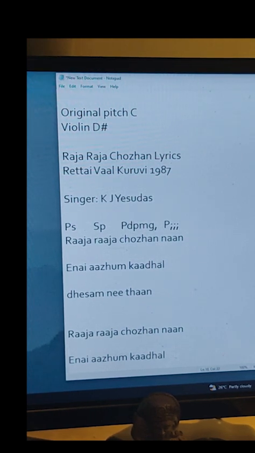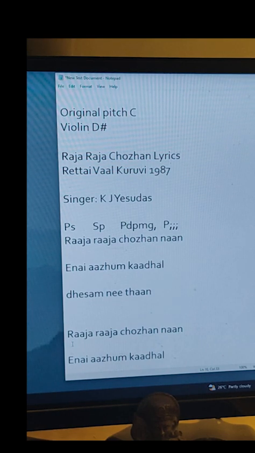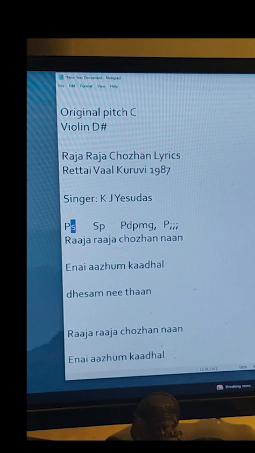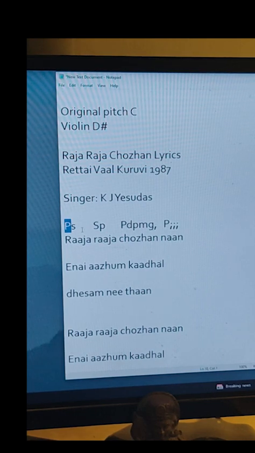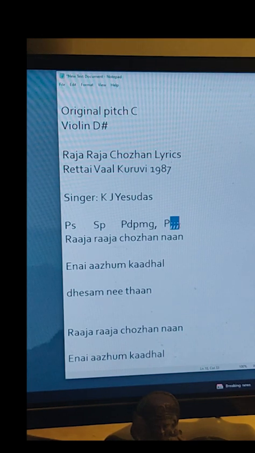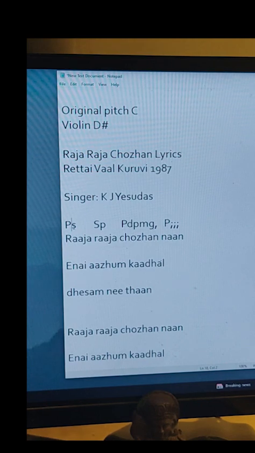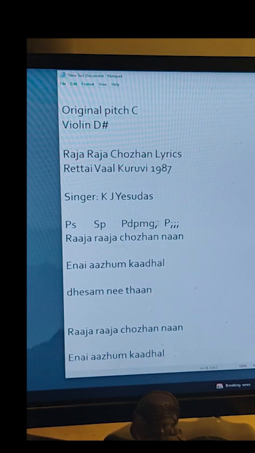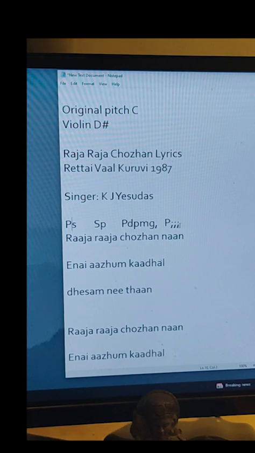So the way I notate is, if I write anything in small letter, that means it is one count. If I write anything in capital letter, that means two counts, and then these commas are like two more spaces. So one comma is just one space. So I find this much easier and it doesn't take much space.